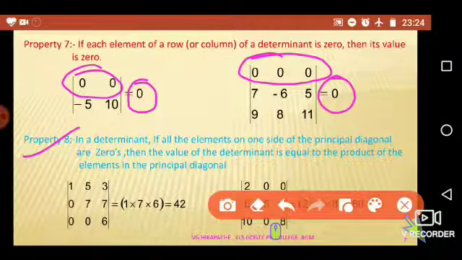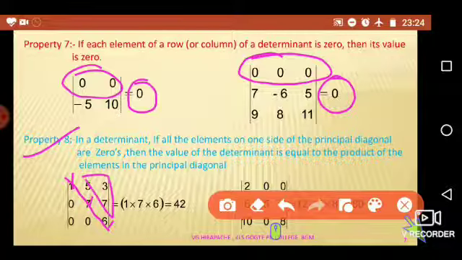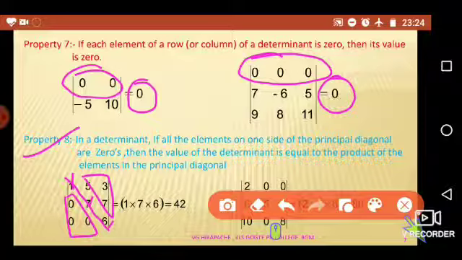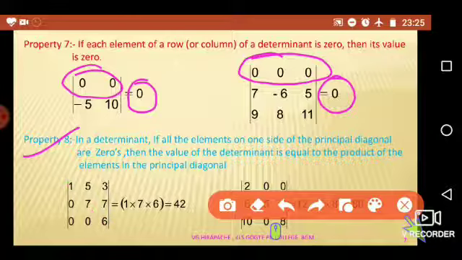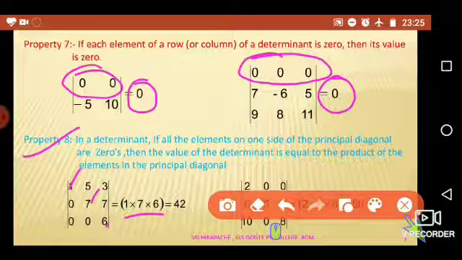In a determinant, if all the elements on one side of the principal diagonal are zeros, then the value of the determinant is equal to the product of the principal diagonal elements. Now the principal diagonal elements are 1, 7, 6. If the upper triangular or lower triangular part of the determinant is zeros, then the value of that determinant can be written as the product of the principal diagonal elements, that is 1 into 7 into 6, 1 7 is 7, 7 6 is 42.